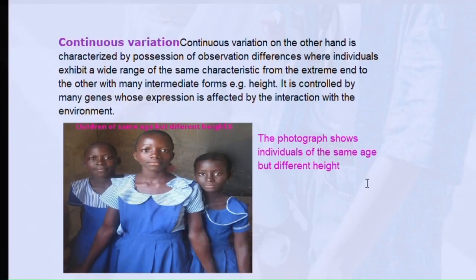Continuous variation, on the other hand, is characterized by possession of observable differences, where individuals exhibit a wide range of the same characteristic from one extreme end to the other, with many intermediate forms. For example, height is controlled by many genes whose expression is affected by the interaction with the environment.